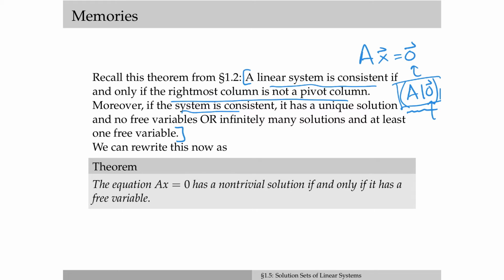Now, that means we're in this case. If the system is consistent, it has a unique solution with no free variables, or infinitely many solutions with at least one free variable. And so, what that means in terms of our equation Ax = 0 is that we have a non-trivial solution, in other words, a solution that is not the 0 vector, if and only if we have a free variable.